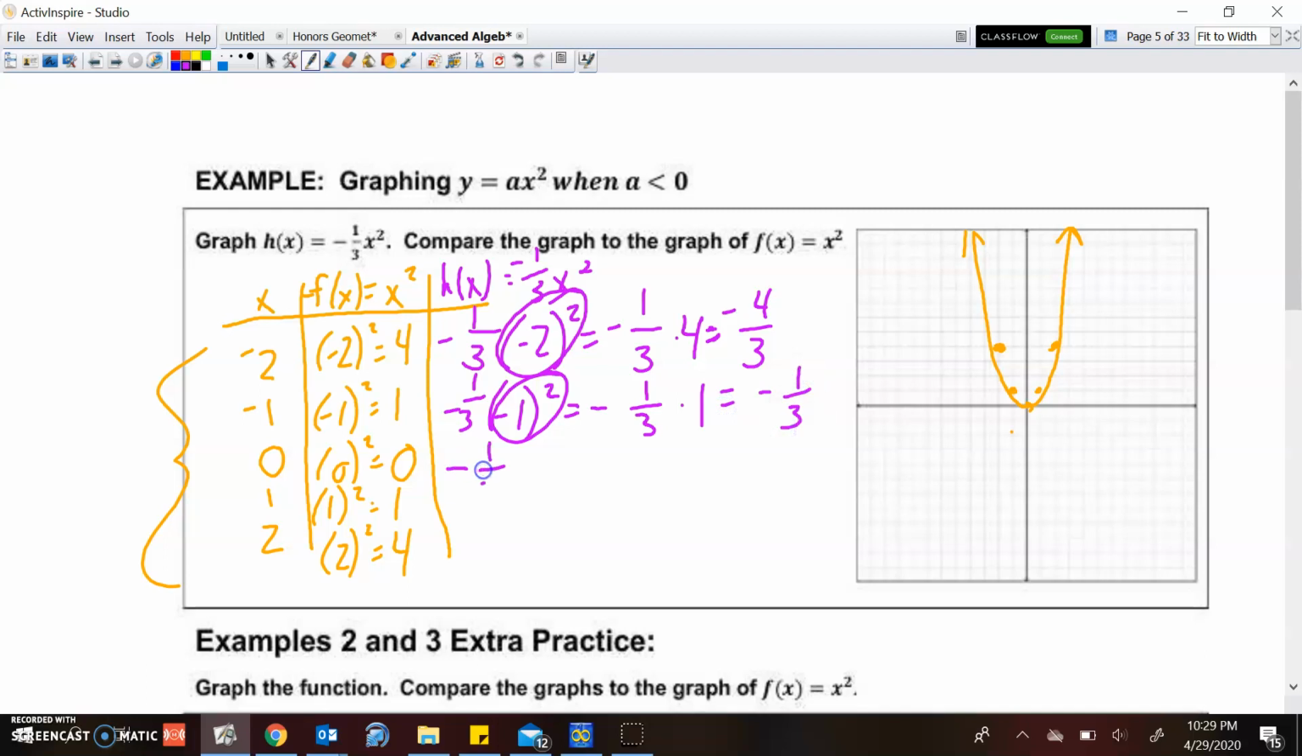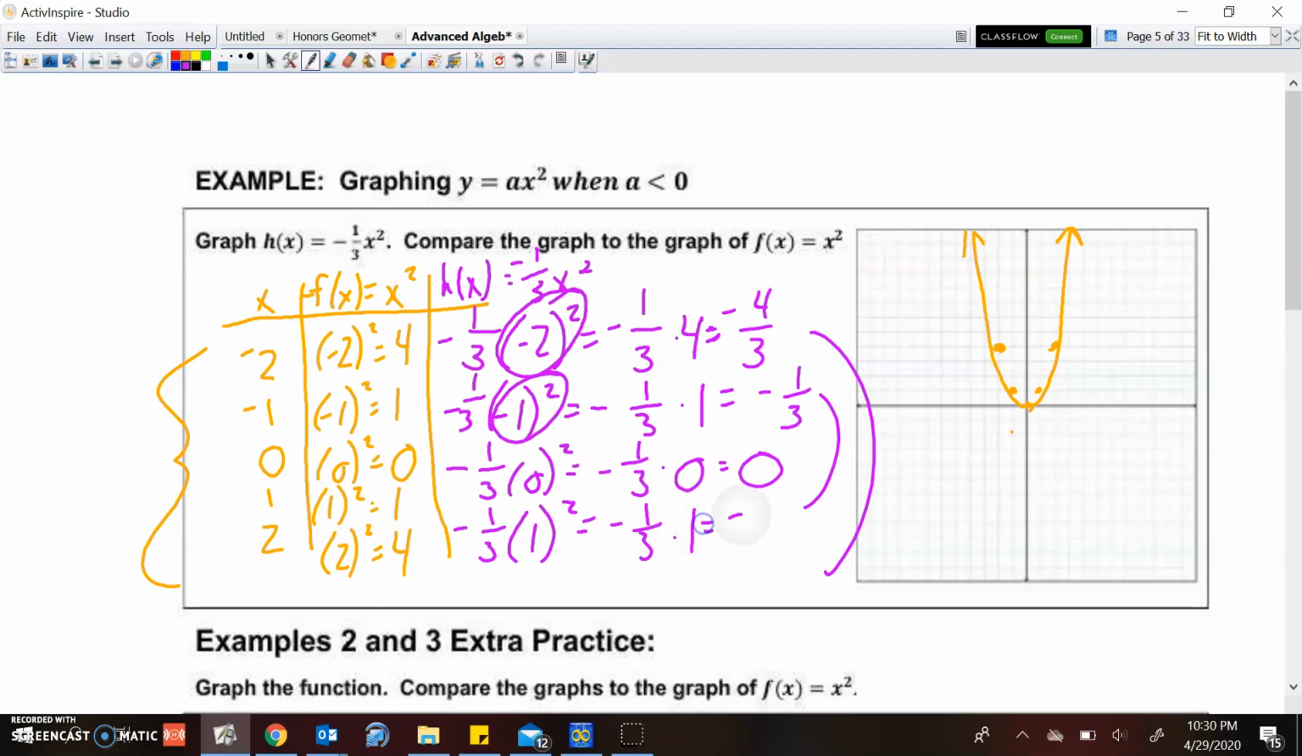0 is always nice. -1/3 times 0 squared. Well, that's 0. Zeroes everything out, but I'll still work it there. And then we have -1/3 times 1 squared. And we should again see that relationship. This is going to be -1/3 times 1, or -1/3. And last but not least, -1/3 times 2 squared is -1/3 times 4, which is -4/3.